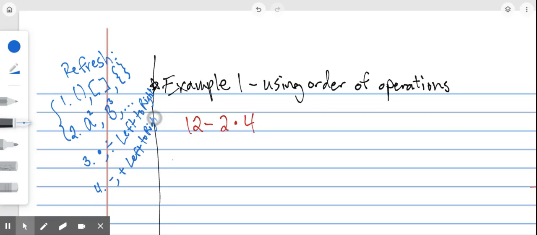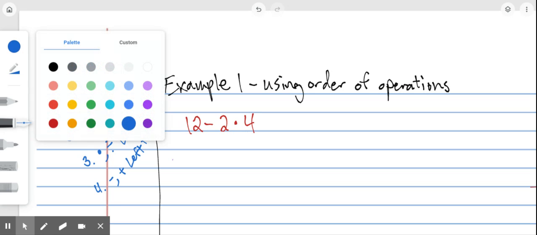Okay, so unlike what you may remember, you don't have to do addition before you do subtraction. You just have to do whatever comes first in the expression. Okay. All right, so let's start with this expression over here. We are going to solve it using purple.